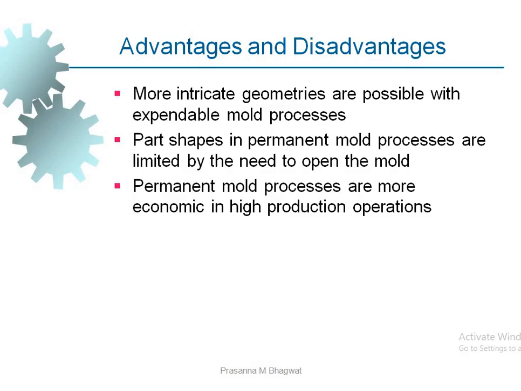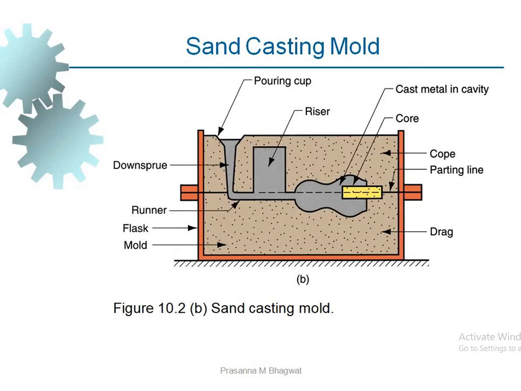So you can have more intricate geometries with expendable molds. Part shapes in permanent mold processes are limited by the need to open the mold. Permanent mold processes are more economical in high production operations. So where you need high production rates, you can go for permanent mold casting.